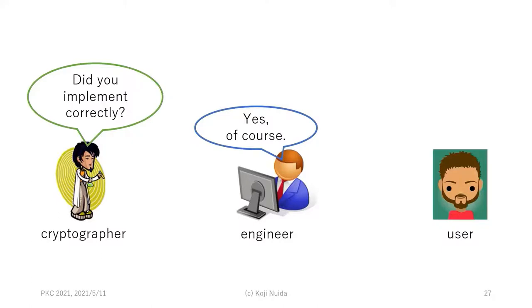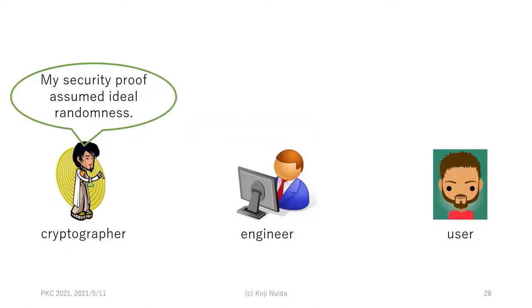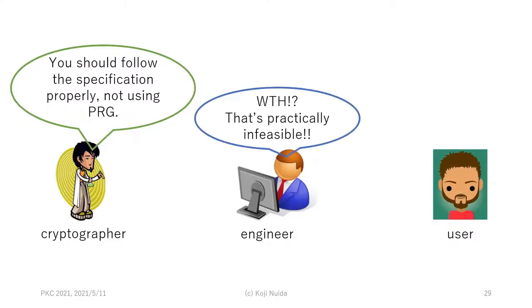And he also said, "My security proof supposes using ideal randomness, so even using a cryptographically secure PRG is not following the protocol specification. Therefore, you are responsible for the insecurity." But of course, such a claim to use ideal randomness in implementation is quite infeasible in practice. So it's not reasonable from the engineer's standpoint.